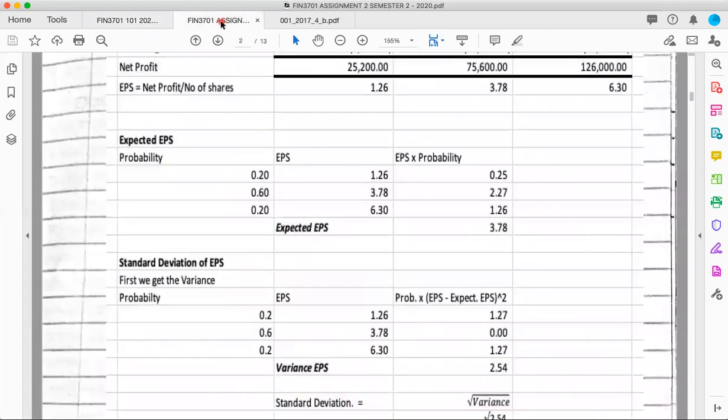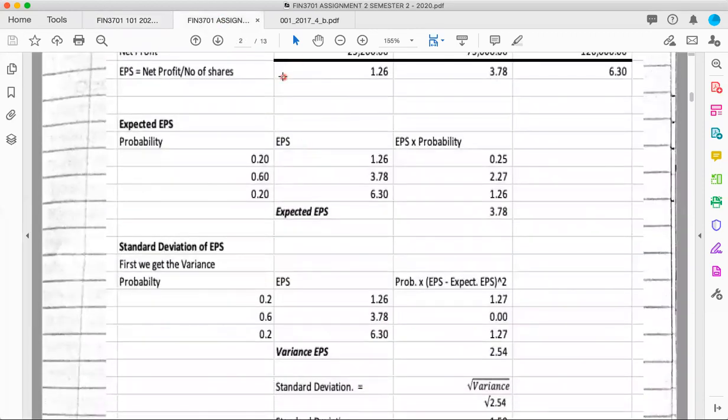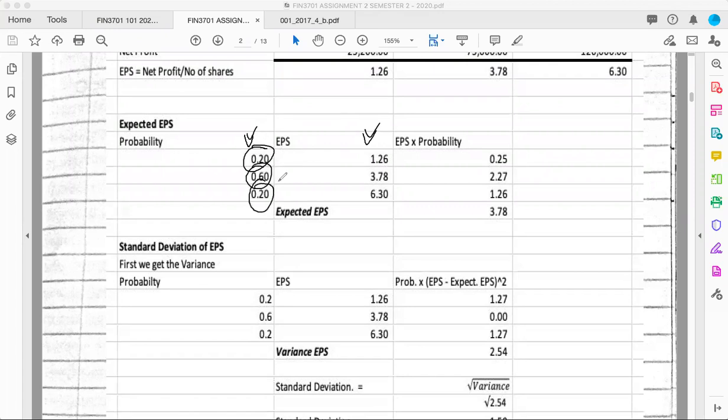Now with the expected earnings per share, you're using part of your knowledge from earlier studies, FIN3701 again. We've been given probabilities. We've calculated the earnings per share under each of the probabilities. Under the 20%, 60%, and 20% probabilities, we get these earnings per share, 1.26, 3.78, and 6.30. And then remember, when you want to get an expected value, you might remember this from FIN3701.